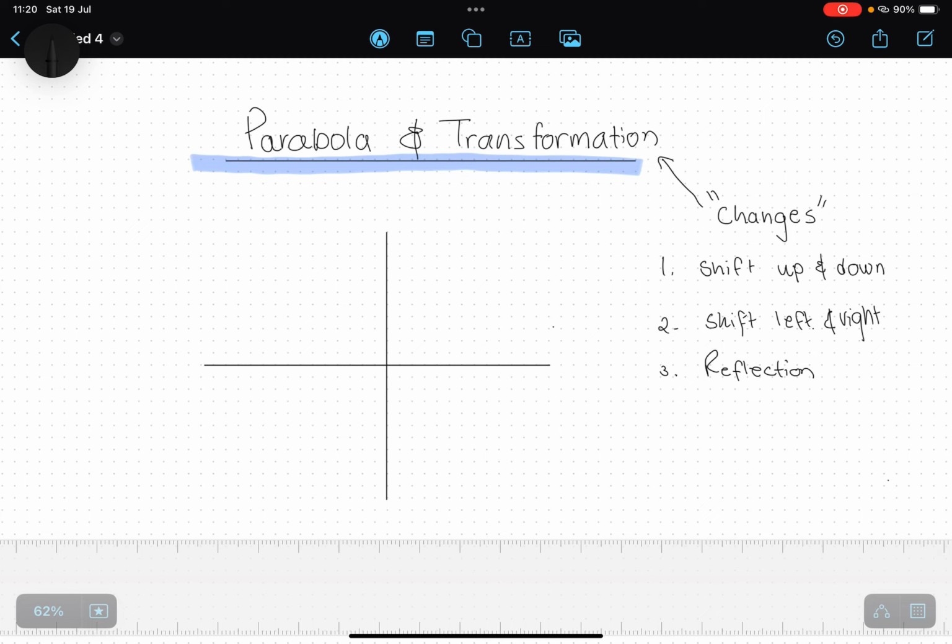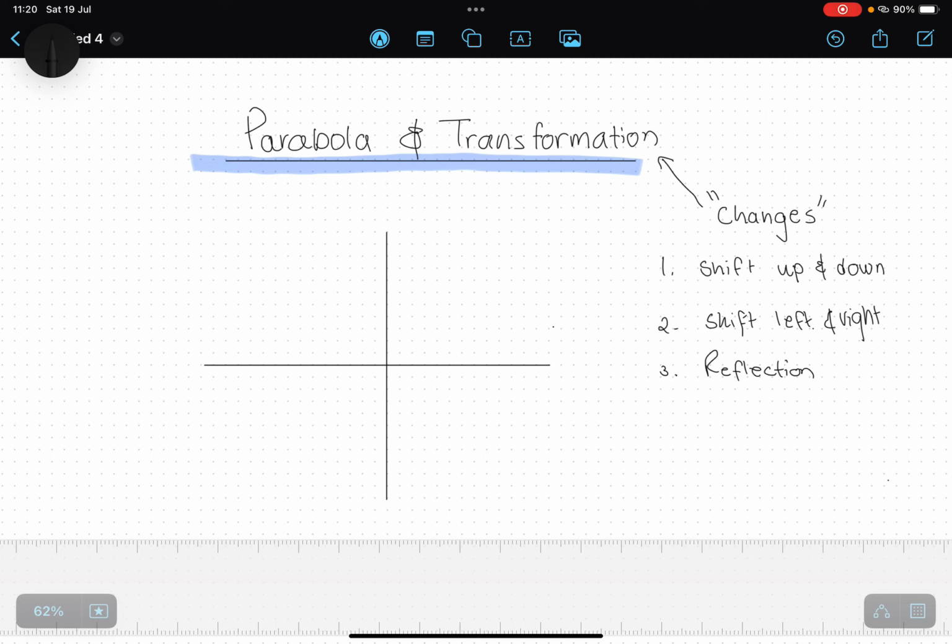Right, so the basis of this is you need to understand that transformation means changes. I mean, in English it means changes, so it's not different in maths. We are going to do 3 types of transformations, and these are the only transformations that you will do. It is shift up and down, okay? What do I mean by that? We are shifting the actual graph up or down.